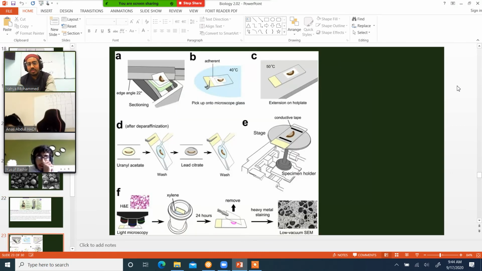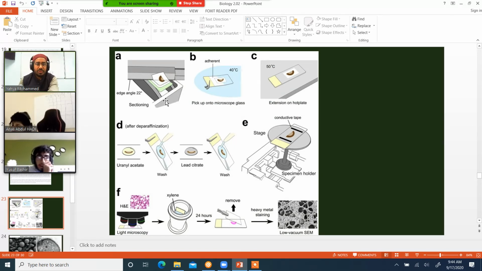So let's take a look at what that looks like. First of all, you produce these thin sections. To put it on a slide, it's going to be really thin. But what you have to do is stain it with heavy metals, like gold, or silver, so that the electrons can actually go on.